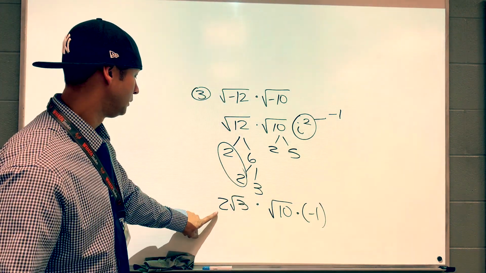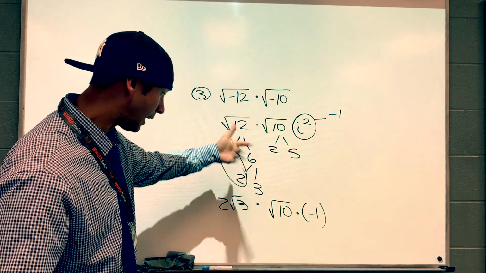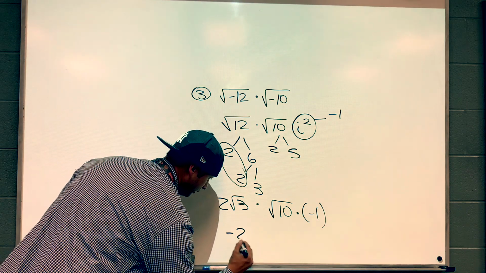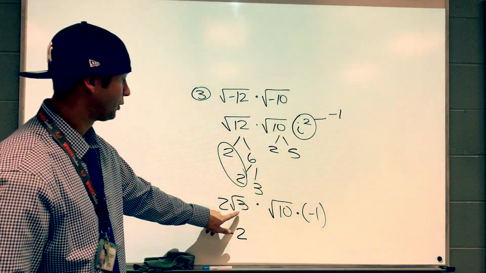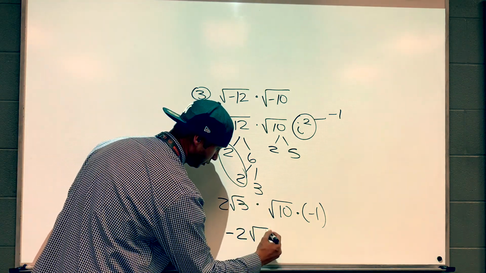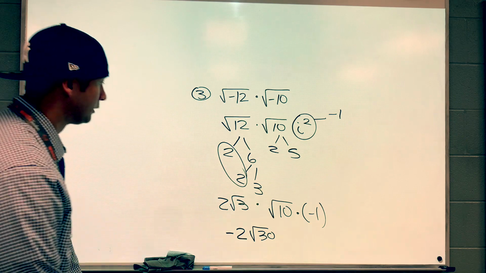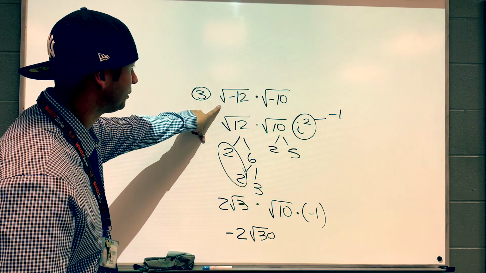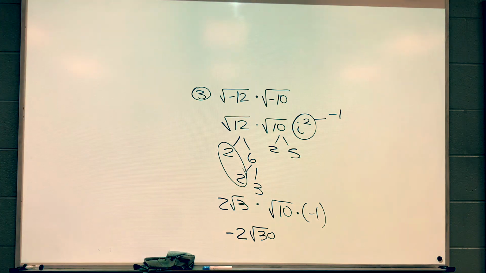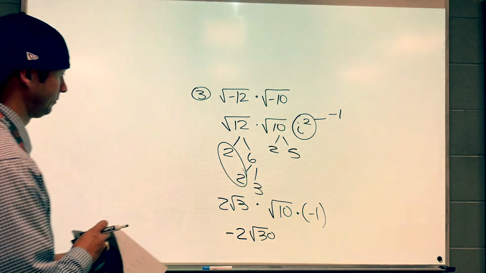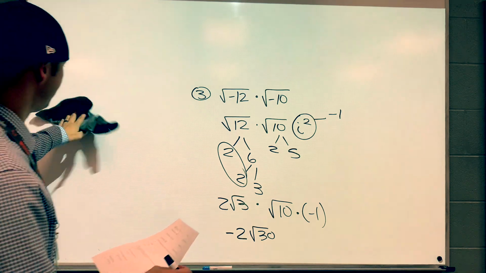So I'm going to do the outside times the outside. So 2 times negative 1. That's negative 2. And then 3 times 10, right? Inside times inside. So this is root 30. So negative 2 root 30. That's this simplified. Okay. That one wasn't bad.